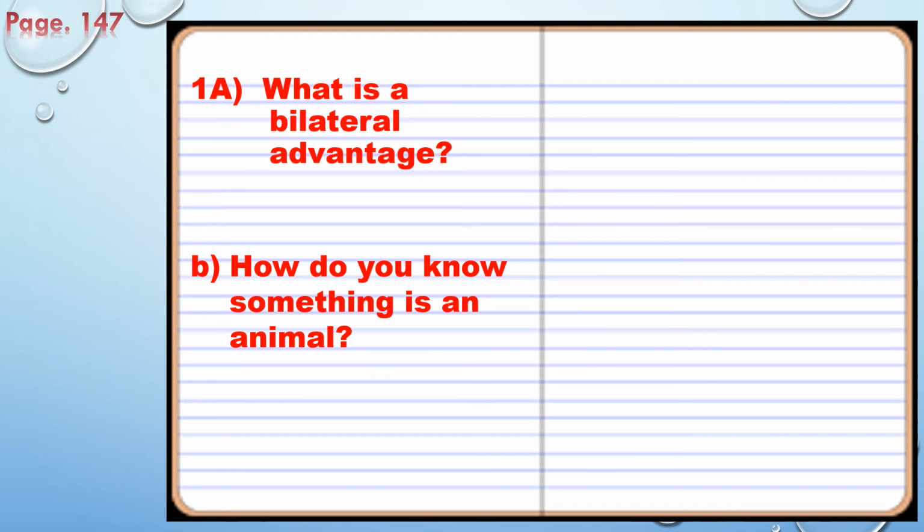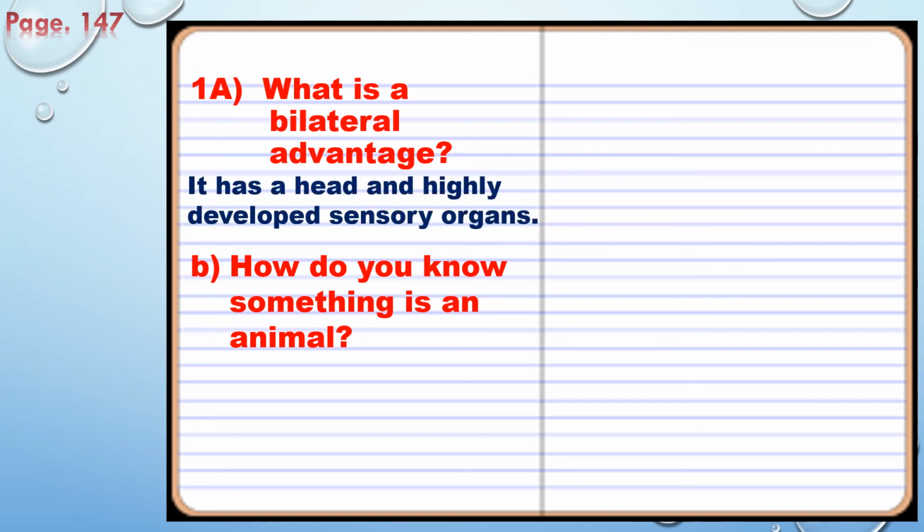All right, so it's a quick lesson, right? But make sure that you go back and get all the notes that I covered, highlight them or write them in your book. But we're going to finish with these 2 questions. All right, so what is an advantage to bilateral symmetry? And hopefully you know that if you have bilateral symmetry, then you're usually talking about a head and highly developed sensory organs.